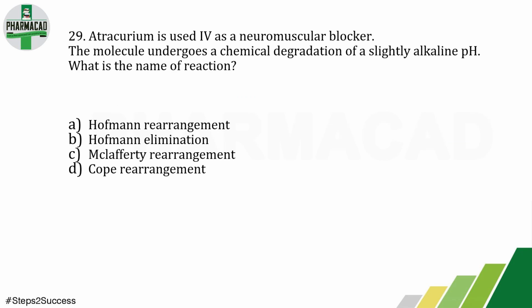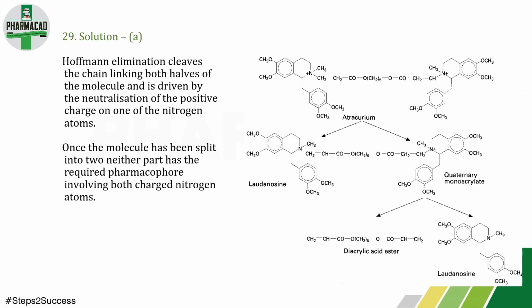Next question. Atracurium is used intravenously as a neuromuscular blocker. The molecule undergoes a chemical degradation at a slightly alkaline pH. What is the name of the reaction? So when atracurium acts on our neuromuscular junctions, what is the reaction called? Hofmann elimination, or McLafferty or Cope rearrangement? So the solution for atracurium action is Hofmann elimination.